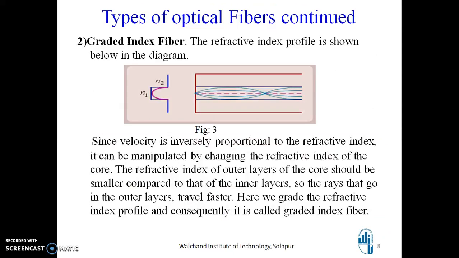Next, the graded index fiber. The refractive index profile can be seen on the slide. In graded index fibers, we can grade the refractive index. It means the user of these types of fibers can predefine the refractive indices, that is, the refractive index of the core as well as the refractive index of the cladding can be completely governed by the user. That is why these types of fibers are also called graded index fibers.